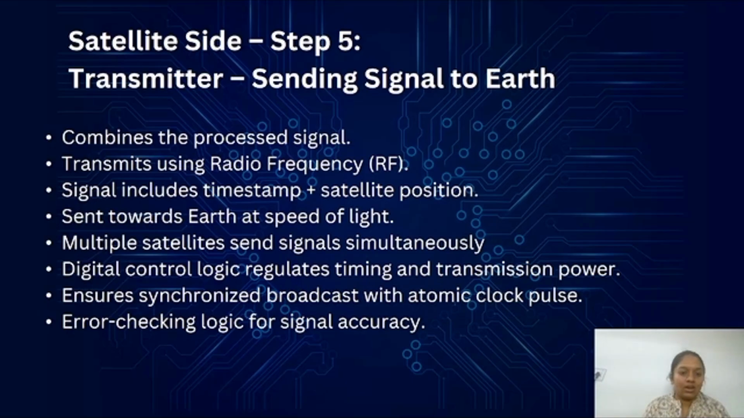The digital logic circuit ensures that this signal is sent towards Earth at the exact right time with the proper strength, and all of this is done using synchronized pulses from the atomic clock. In the GPS system, usually 4 or more satellites send a signal at the same time so that our GPS receiver can receive multiple signals together. Now let's see what the GPS receiver on Earth does. It receives this signal. Let's move to step 6, the receiver side.